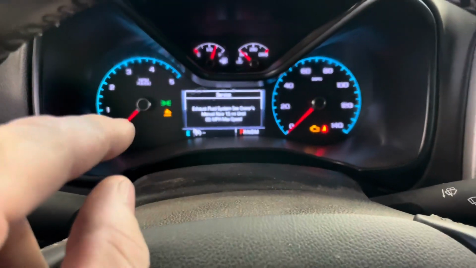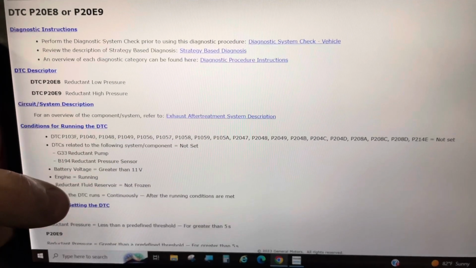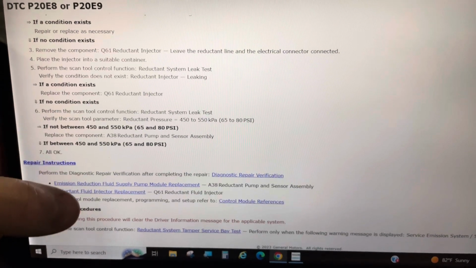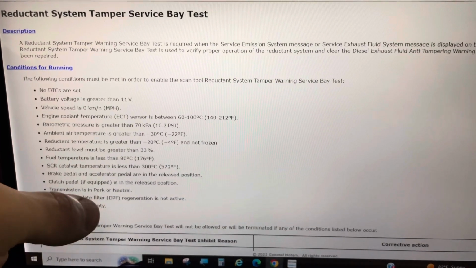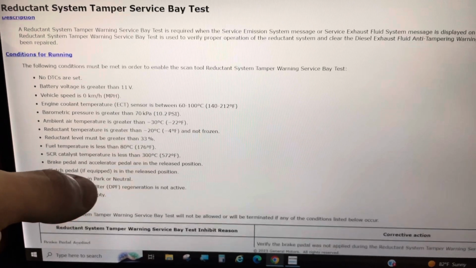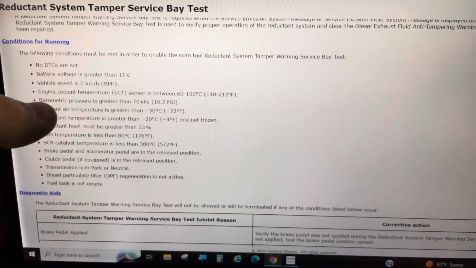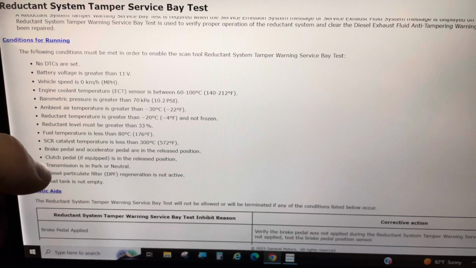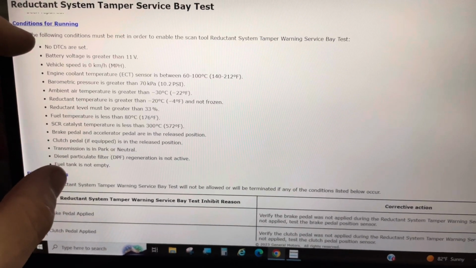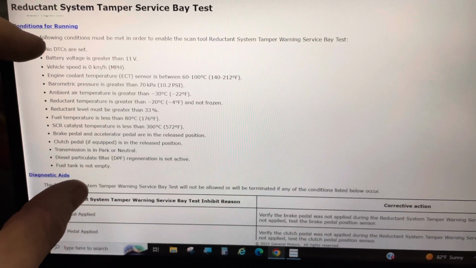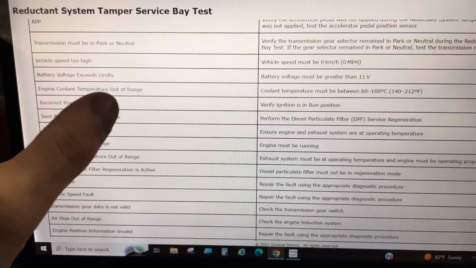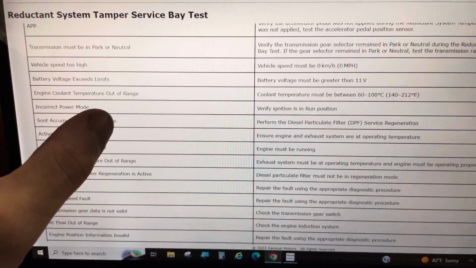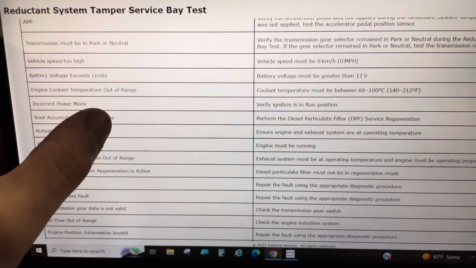So what are we going to do about that? Let's go back to the P20E8 diagnostic document and see what it says. It says perform the tamper service bay test to clear that message. Conditions for running, engine coolant. Here's all the conditions we need to meet before we can even run this test. So I'm going to run the tamper service bay test, and that should take care of the service message. If it doesn't, then we may have an additional problem.